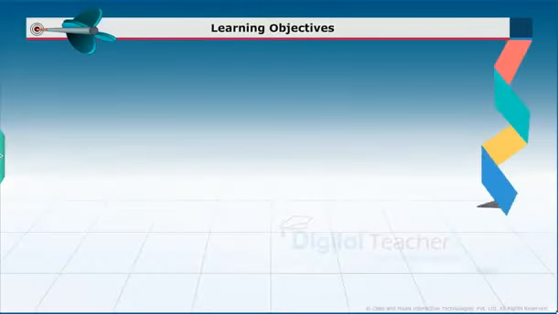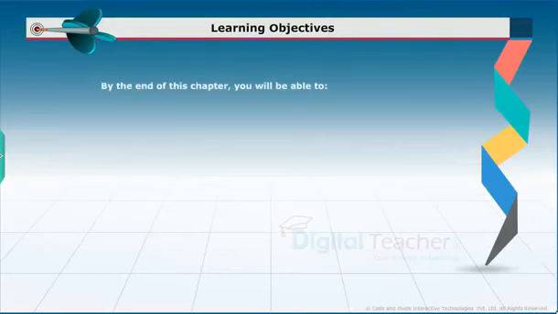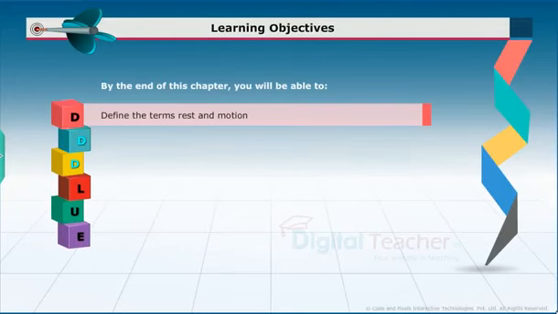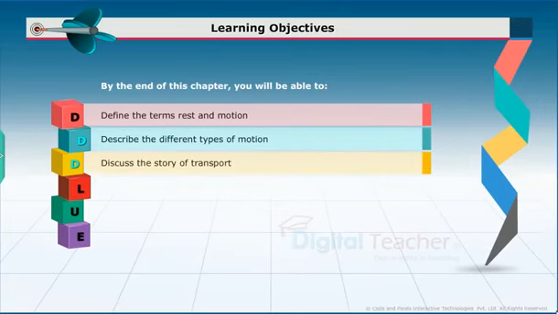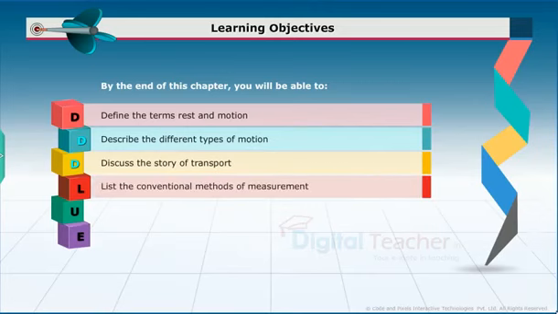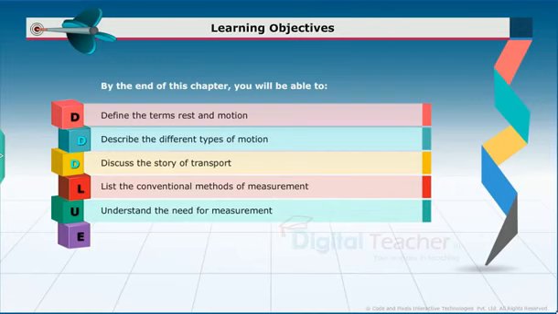Learning objectives. By the end of this chapter, you will be able to define the terms rest and motion. Describe the different types of motion. Discuss the story of transport. List the conventional methods of measurement. Understand the need for measurement. Explain the invention and standardization of the scale.